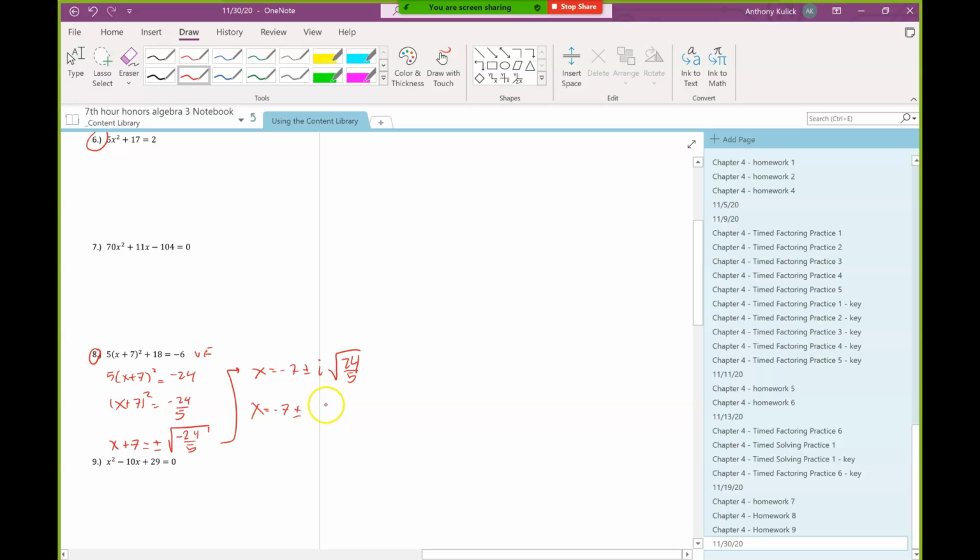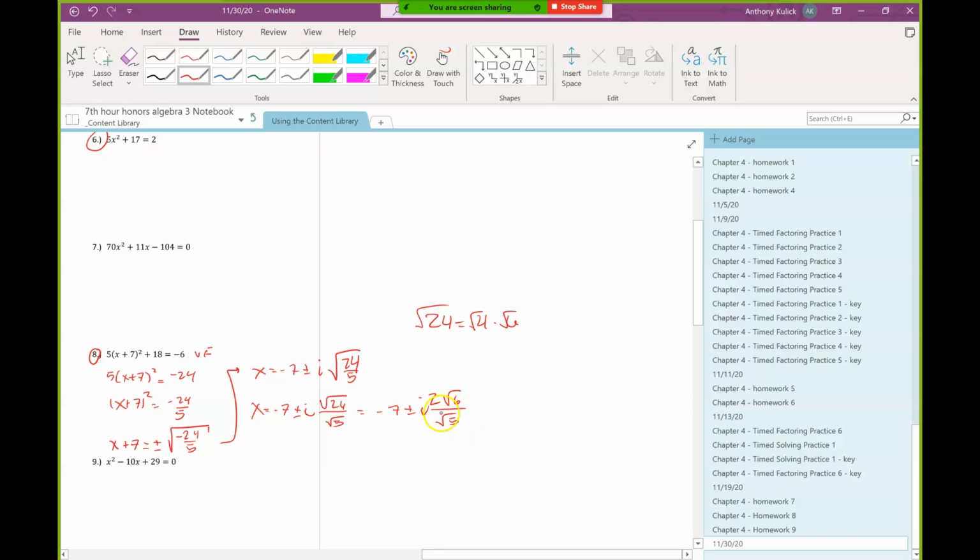So the square root of a fraction I can think of as the square root of 24 over the square root of 5. And I know 24 is the same thing as 4 times 6, right? So the square root of 24 is the square root of 4 times the square root of 6. So I can make that 2 square root of 6 over the square root of 5.